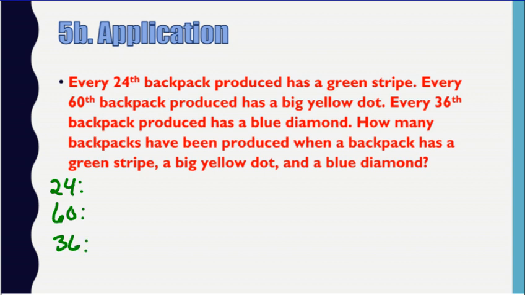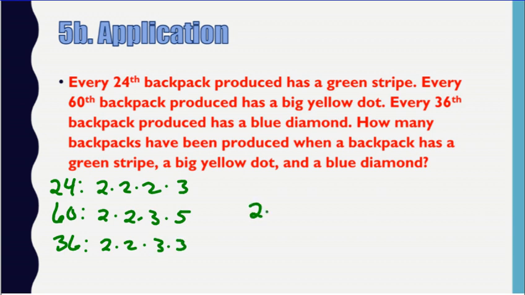So 24 is 2 times 2 times 2 times 3. 60 is 2 times 2 times 3 times 5. And 36 is 2 times 2 times 3 times 3. The most 2's being used is 3 2's. The most 3's is 2. And the most 5's is 1. So we got 8 times 9 times 5 to give us 360.